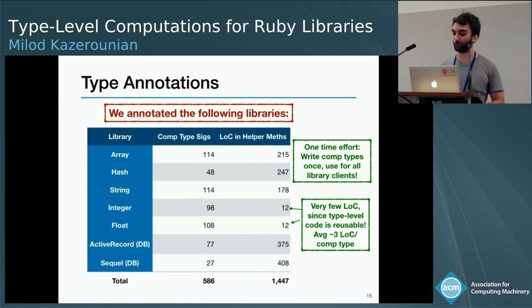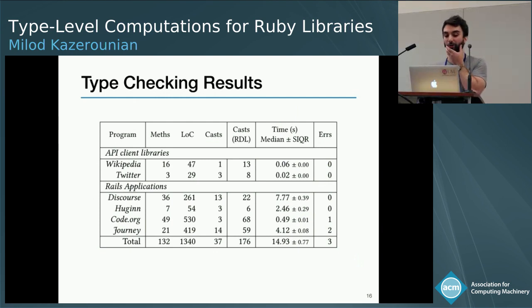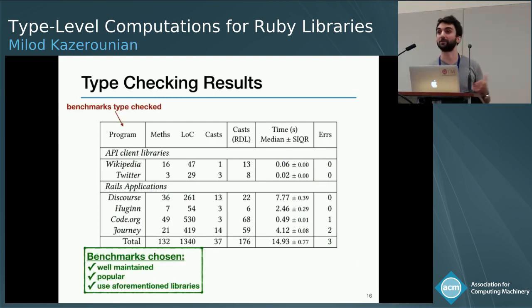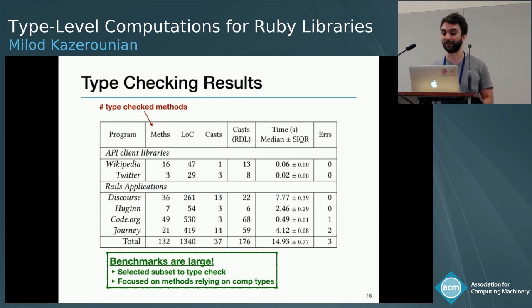We put these to the test against some Ruby programs, and the results of that are shown here. This first column shows the names of the benchmarks we type checked. All of these were chosen because they were well maintained, popular, and they all made extensive use of the aforementioned libraries, so we could actually test the type annotations we wrote. The next column shows the number of methods we type checked within each app. These benchmarks were for the most part very large, and they still required a manual effort for things like annotating methods we wanted to check and annotating third-party libraries. So we selected a subset of each benchmark and focused again on those methods that would test our CompTypes. And in total, we type checked 132 methods.